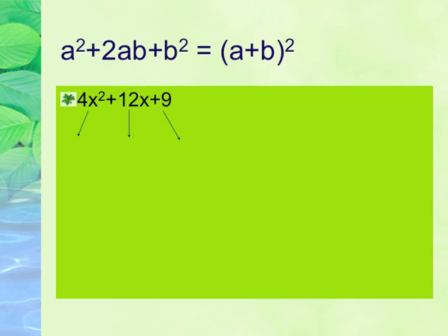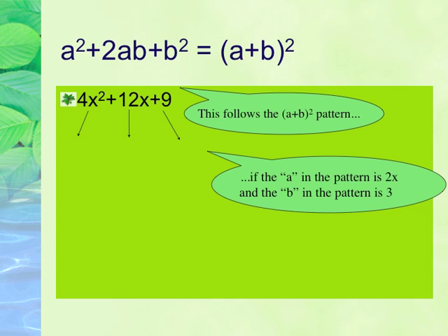4x squared plus 12x plus 9. I notice right away that the first and last terms are both perfect squares, and so I suspect that maybe we can use the special pattern to factor this. In our special pattern, the a in the pattern is 2x, and the b in the pattern is 3. Where did the 2x and the 3 come from? Well, 4 times x squared can be rewritten as the quantity 2x, the whole thing squared. 9 can be written as 3 squared.